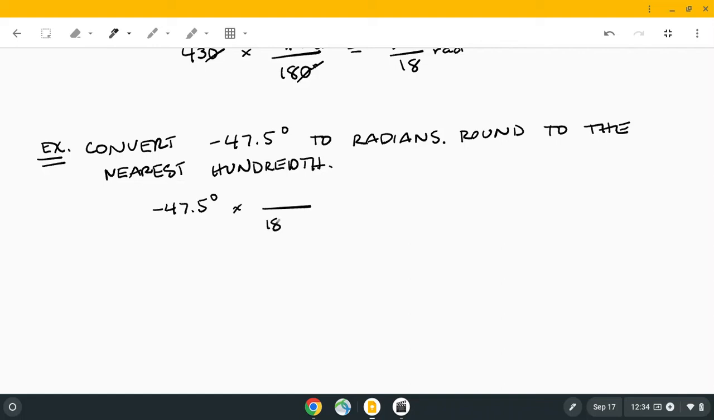We want to cancel out the degrees, and we want to end up with radians. If you're going to be rounding to the nearest hundredth, then that means punch that whole thing into your calculator, and you should get negative 0.829. Again, you can leave your answer like that.